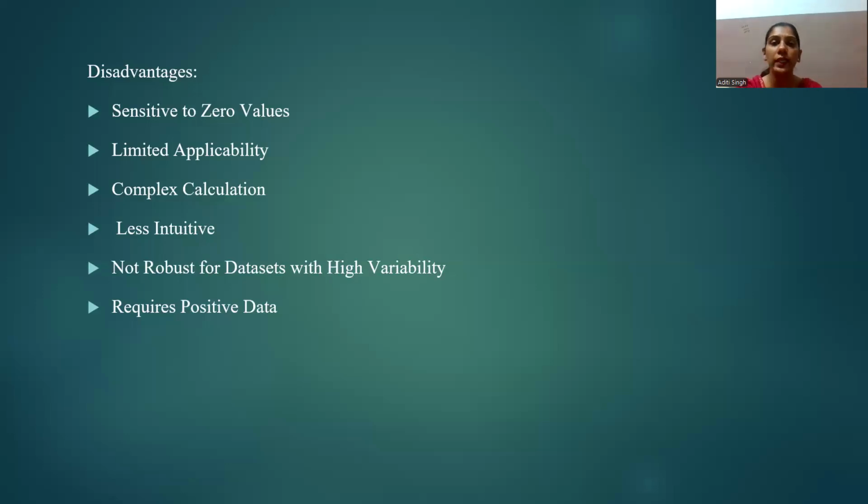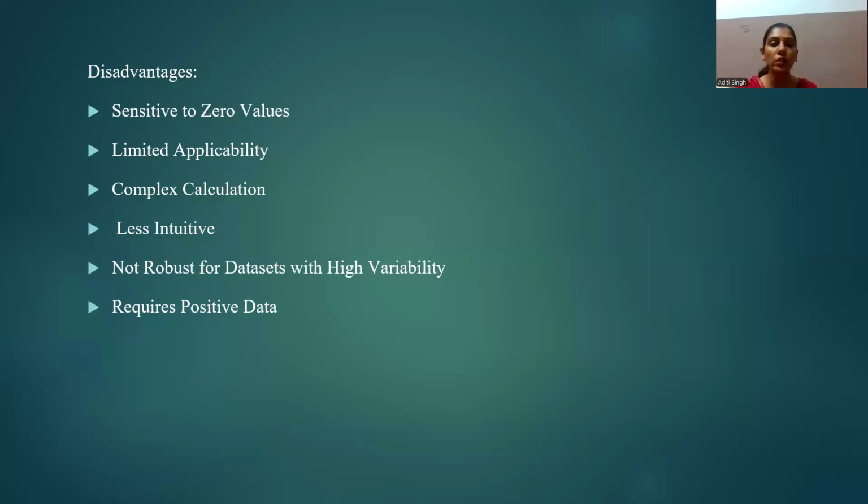Explaining the significance of the harmonic mean to stakeholders who are not well aware of statistics might be challenging, especially in comparison to the more straightforward arithmetic mean. So, this is how harmonic mean is less intuitive.